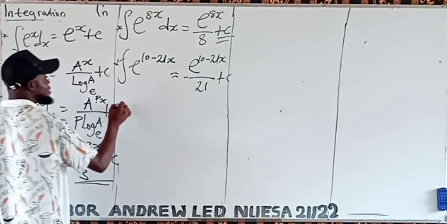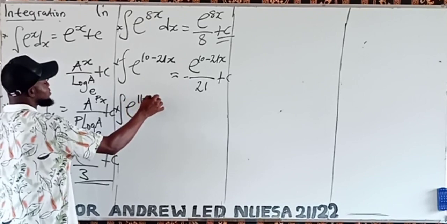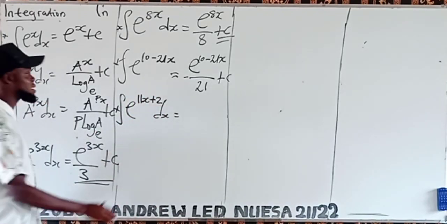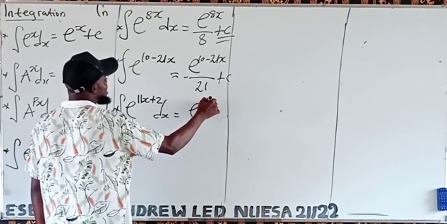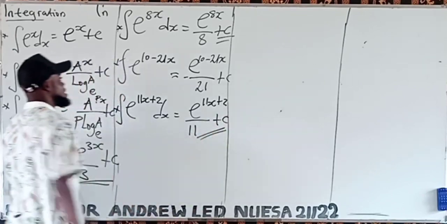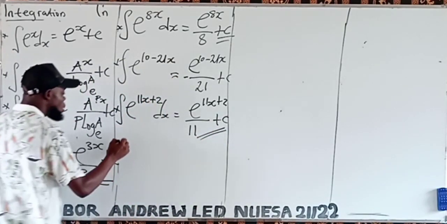So what if we have to integrate exponential 11x plus 2 dx? What will be the answer? The answer becomes exponential 11x plus 2 over 11 plus c. That's the answer. Please, show you know what we are doing.